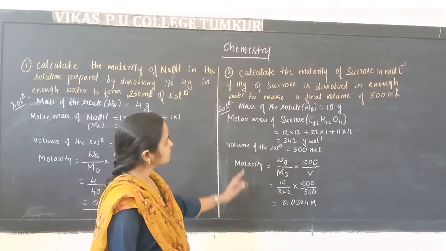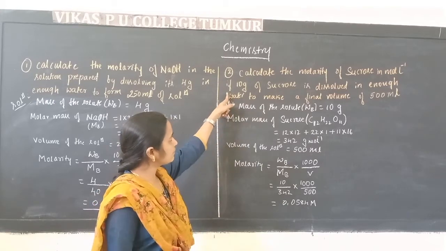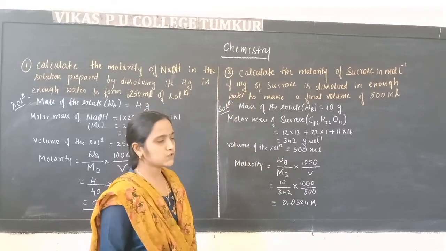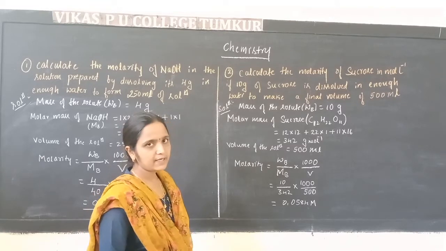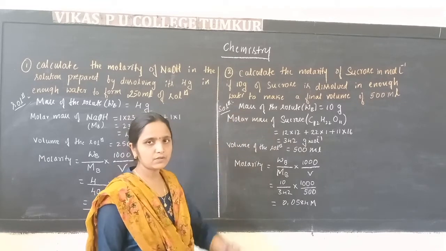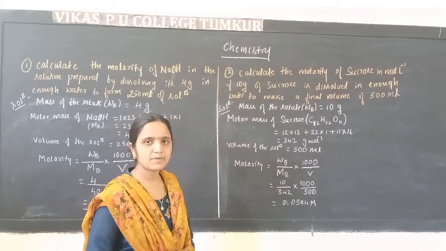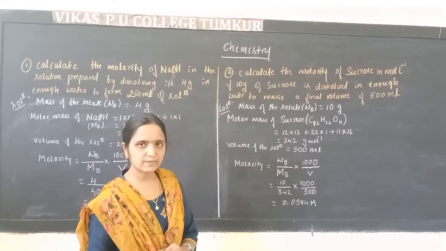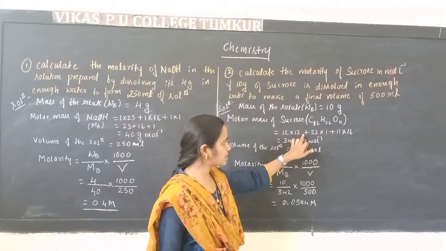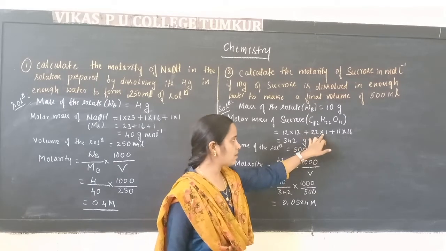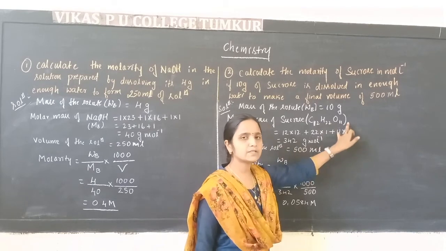Once again I will explain. Calculate the molarity of the sucrose in mole per liter, if 10 gram of sucrose is dissolved in enough water to make a final volume of 500 ml. The mass of the solute is equal to 10 gram. Then the molar mass of sucrose, we should find: number of carbon atoms, 12, into atomic mass of the carbon, plus number of hydrogen atoms into atomic mass of the hydrogen, plus number of oxygen atoms into atomic mass of the oxygen.